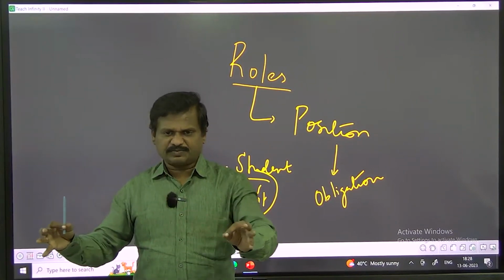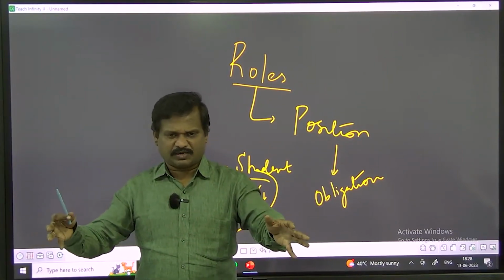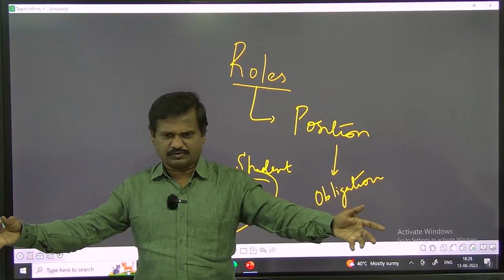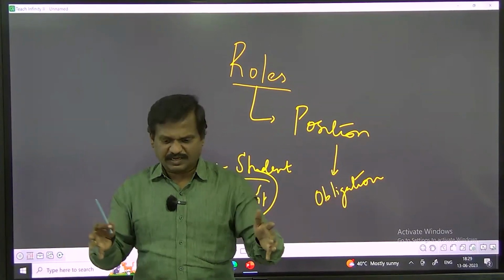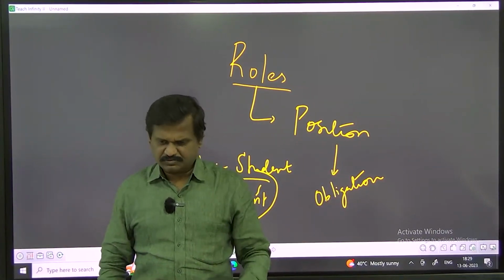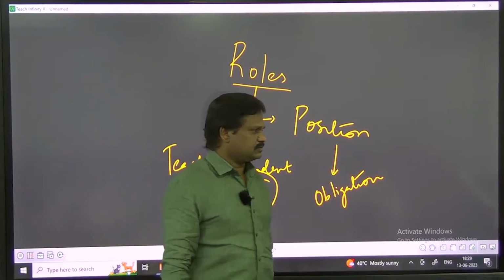If it is like the (a plus b) whole square formula, you need not worry about that. You apply the formula, you will get the solution. But relationship is not the (a plus b) whole square formula. Relationship is a very intricate, complicated relation.